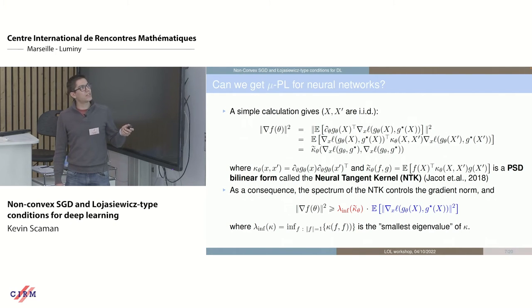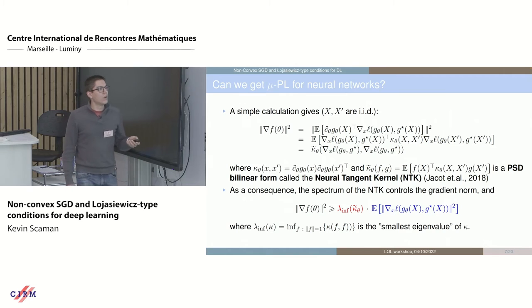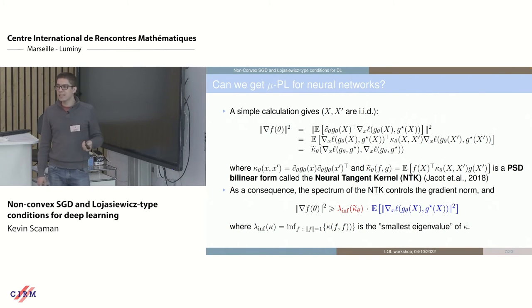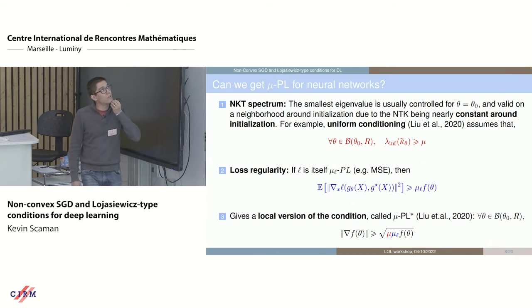I forgot to mention, this is just a notation for the function that at x gives this quantity, the gradient of the loss for the output of the model and the output of the target function. So you end up with this product of two terms, and then the game is to try to lower bound these two terms separately. So how do you do this?